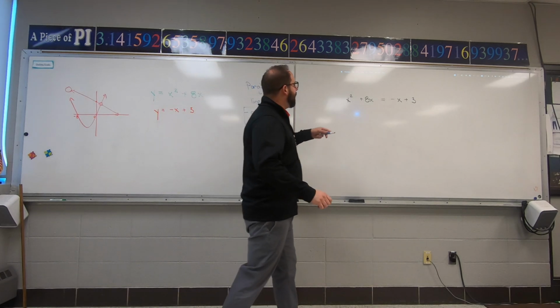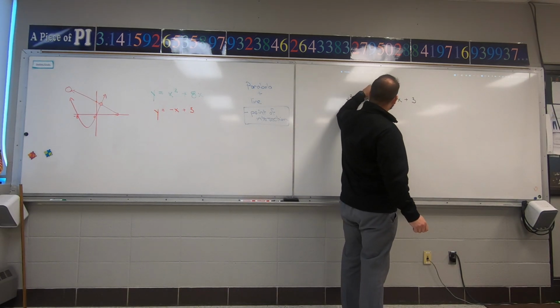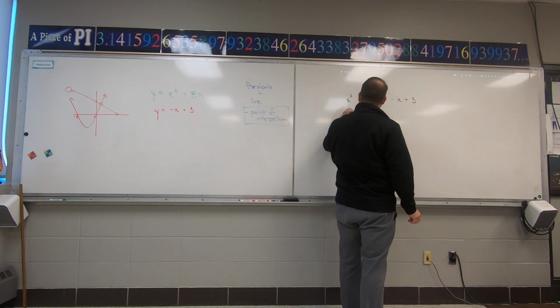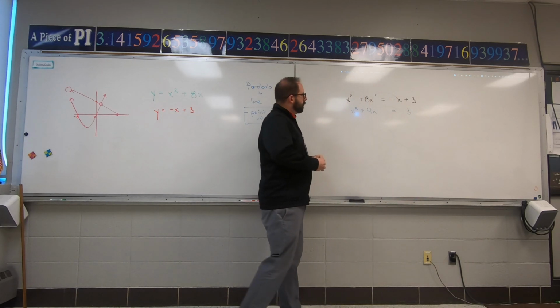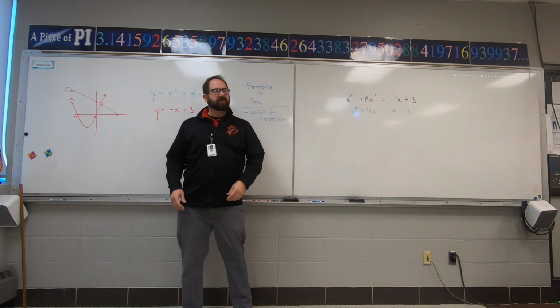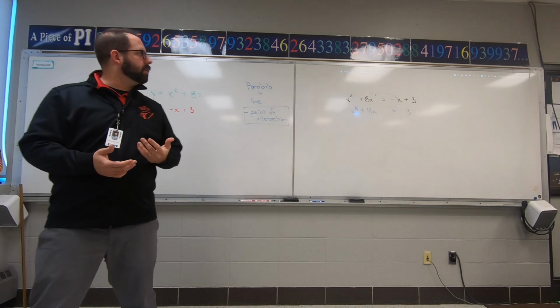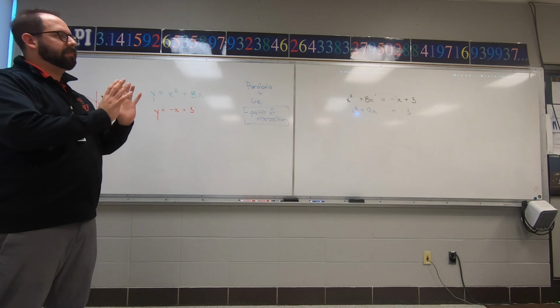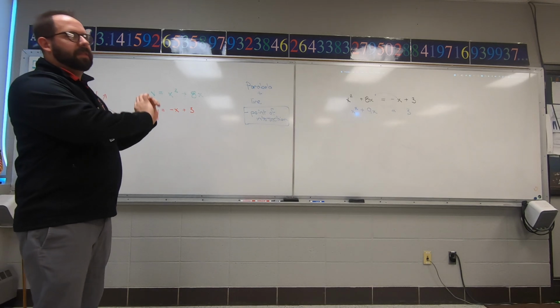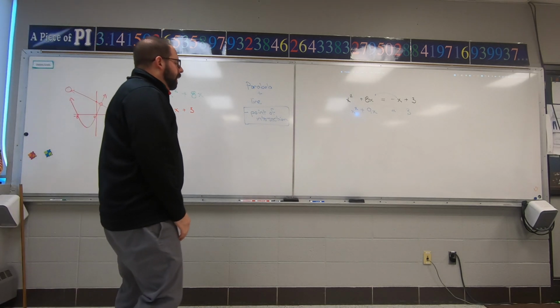So I'm going to move this x over. If I move this x over, it becomes a 9x. So x squared plus 9x equals 3. If there's any number in front of the x squared term, I'll have to factor that out. I don't have to do that here. That's how we complete the square, right? We have all the x's on the left side, the numbers on the right side.